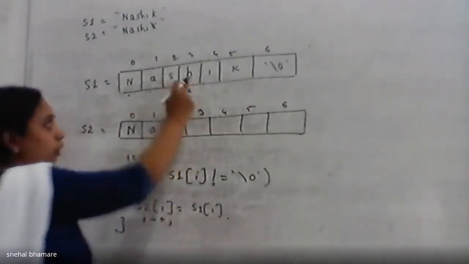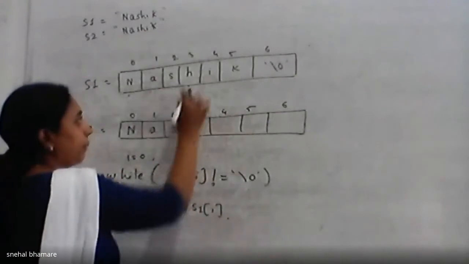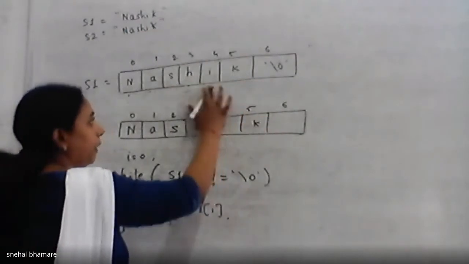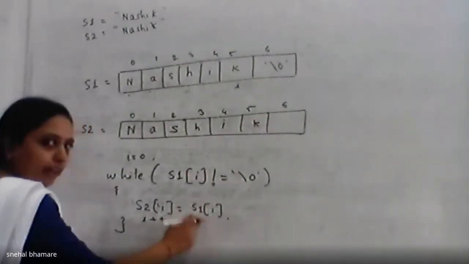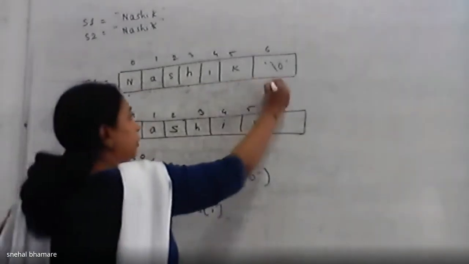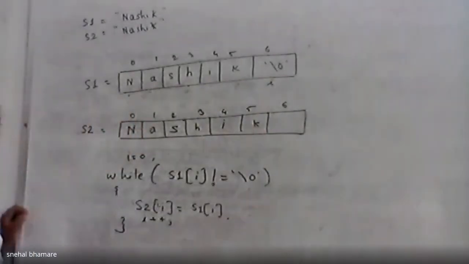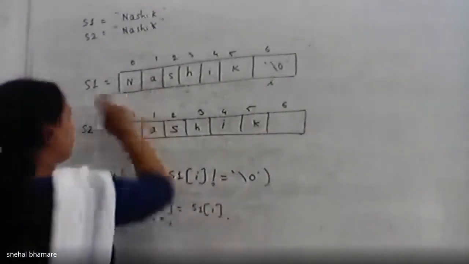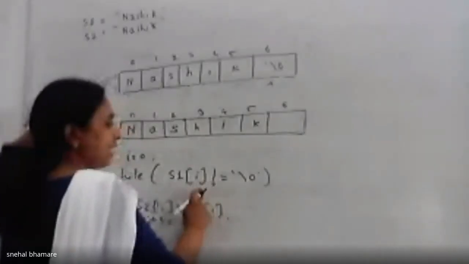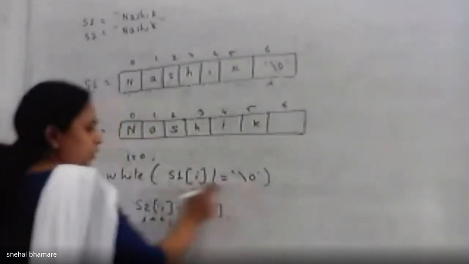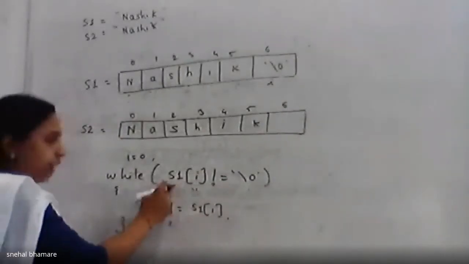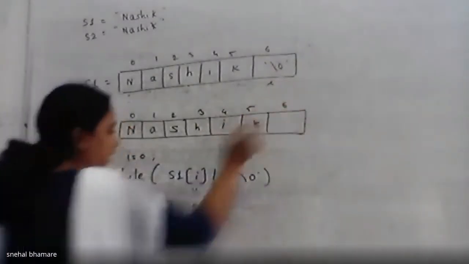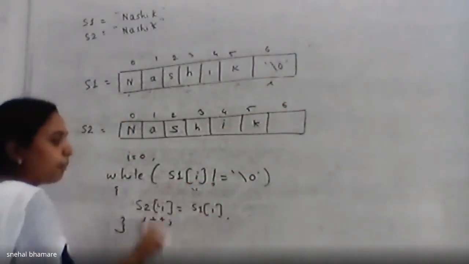It will continue copying all these characters. So H will be copied, I will move to this location, I will be copied, then K will be copied, after that I plus plus, I will come to this location, that is the 6th location of string S1. Now check the condition. S1 of I not equals to slash 0. S1 of I, that is S1 of 6, is slash 0. Yes, slash 0 not equals to slash 0, the condition becomes false. It will terminate the while loop. Getting it? Without copying this slash 0 character, it will just terminate the while loop and come out of it.